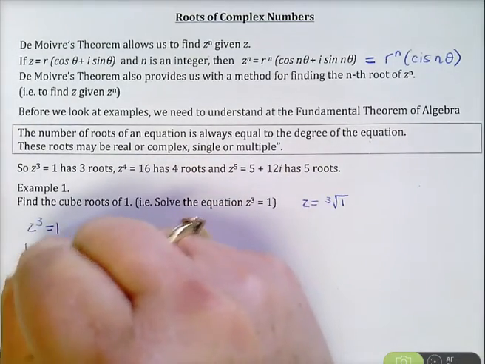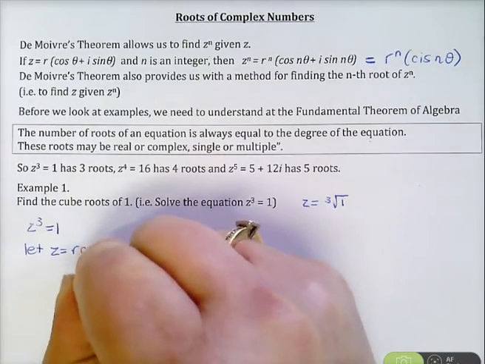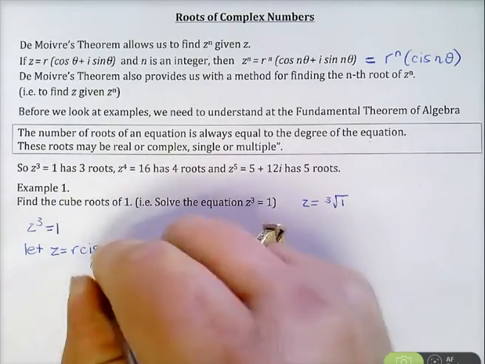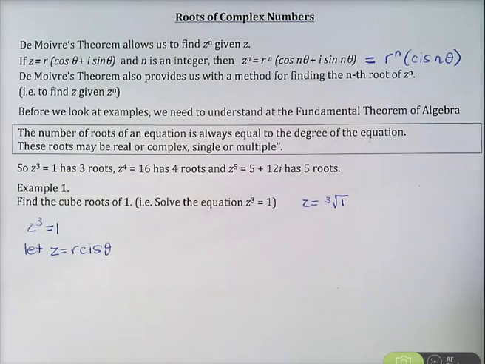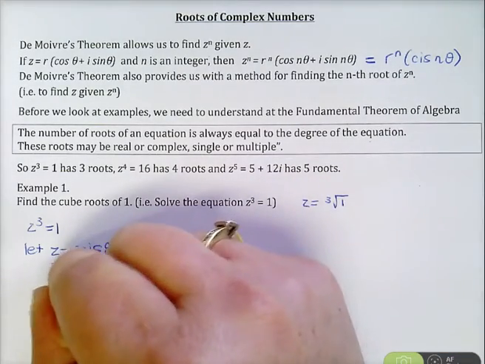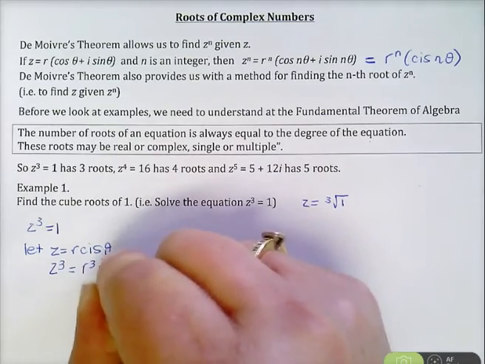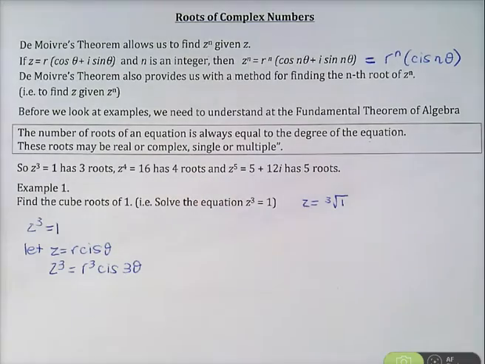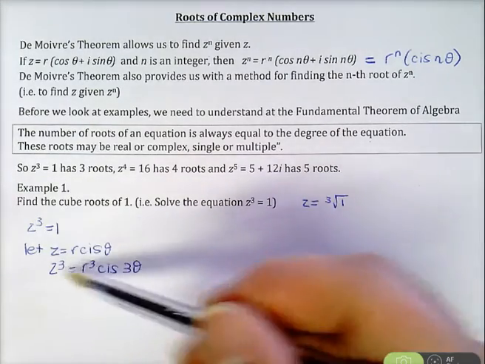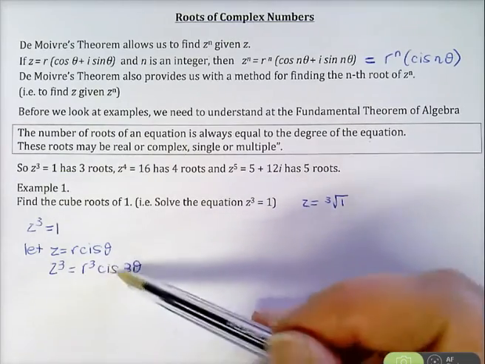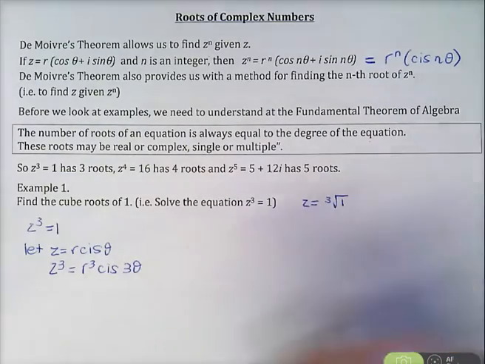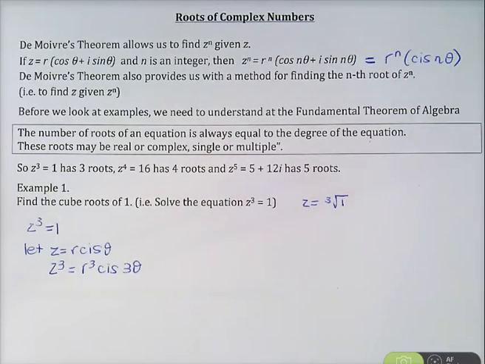Let's start by letting z equal r cis theta. Therefore z cubed equals r cubed cis 3 theta, according to de Moivre's theorem. Now I've written z cubed using de Moivre's theorem, r cubed cis 3 theta. What I'm going to do is rewrite 1 in mod arg form as well.